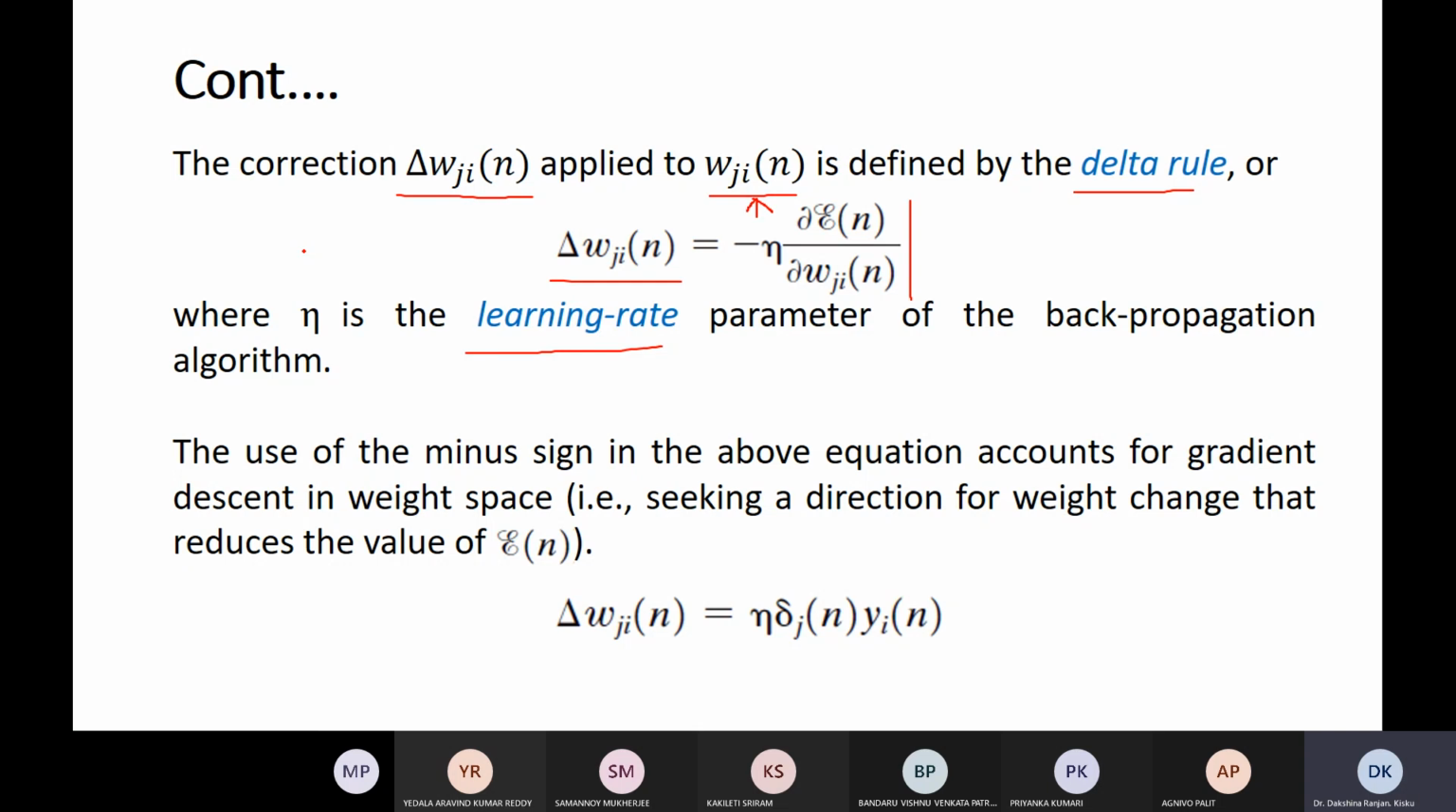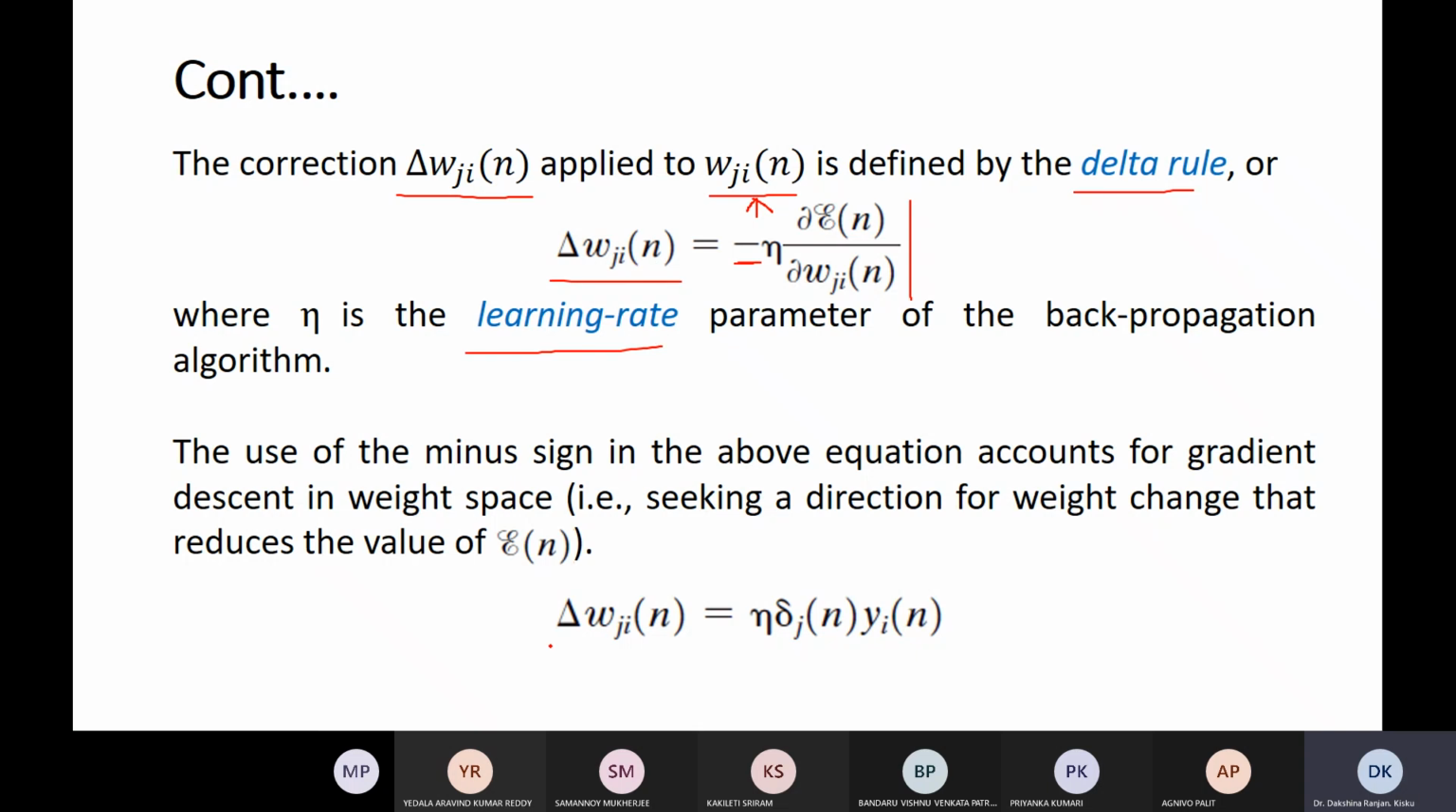So that learning can be done in such a way that we minimize the error function, or minimize the error for each neuron in the output layer, and get the minimum deviation between desired output and actual output. Here you can see that we obtain the minus sign. This minus sign is considered for gradient descent in weight space. We seek a direction for weight change that reduces the value of function f of n. That is why we obtain this minus sign in the delta rule, which is defined for updating the weight.